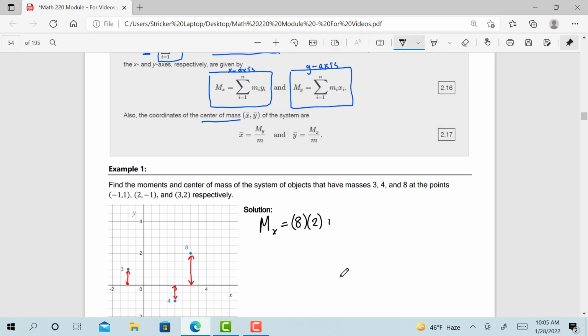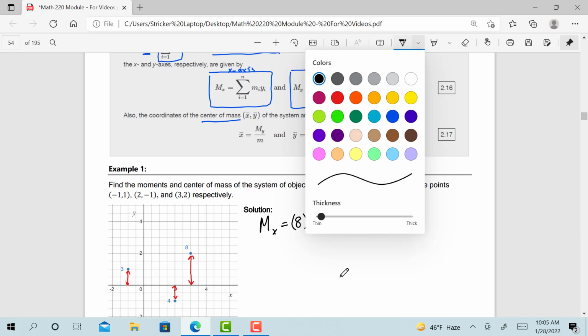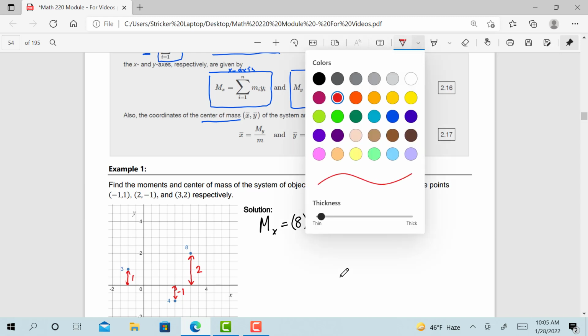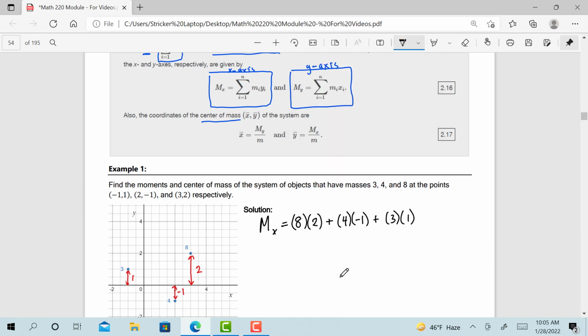So remember, it's a sum, so we're going to add the mass of 4 times its y value, which is -1, and then the other mass was 3 times its y distance away from the x-axis, which was +1. Let me write in those distances real quick here. So this was 2, this was -1, this was +1. All right, so hopefully that makes sense. We could go ahead and finish the math here on this one. This is going to be equal to 16 minus 4 plus 3, which gives us a moment of 15.